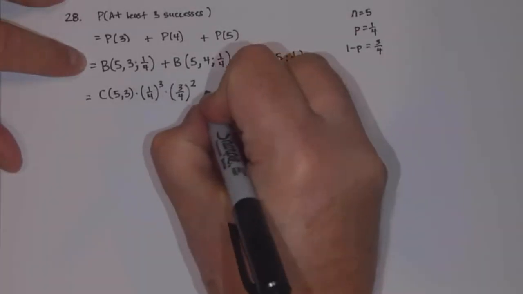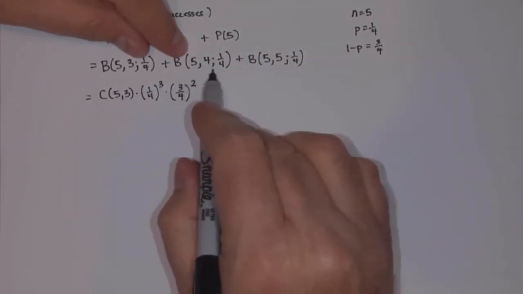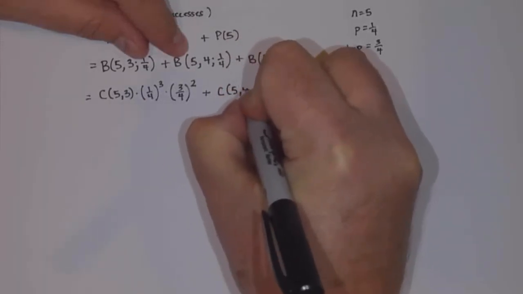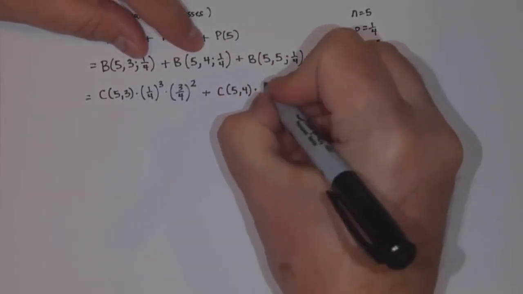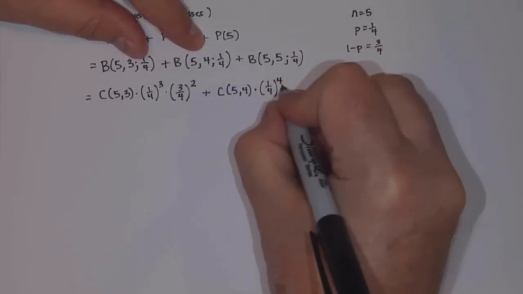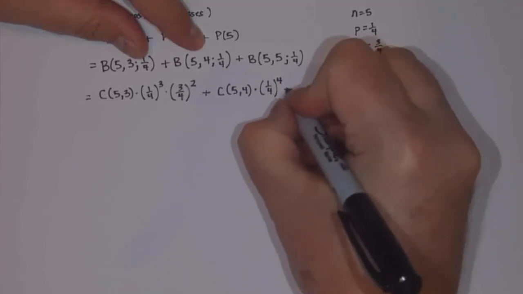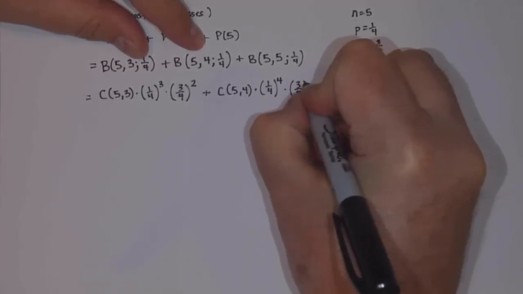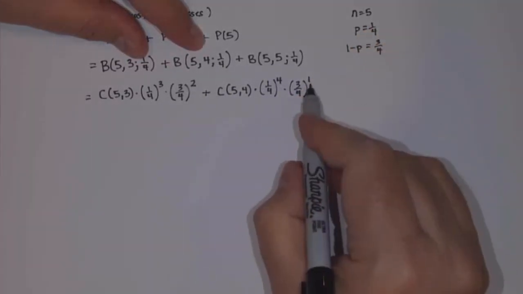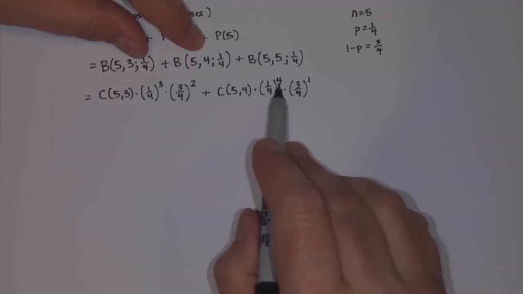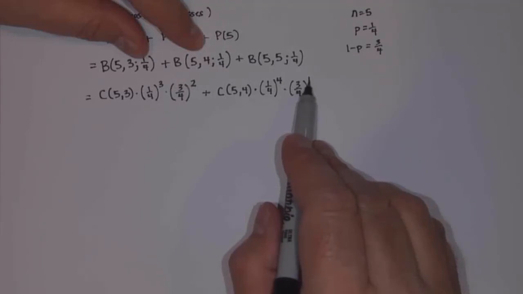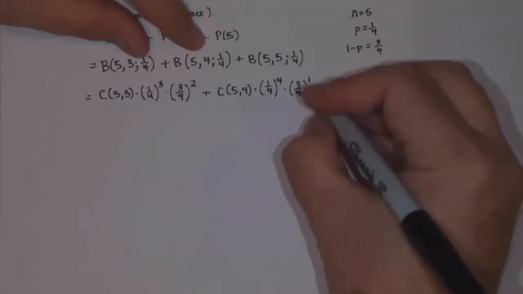Okay? Now, what's the probability of guessing 4 questions correct? Well, that's going to be the combination of 5 choose 4 times 1/4, the probability of success, raised to the 4th power, the number of successes power, times the probability of failure, 3/4, raised to the number of failures power. So that's going to be 1. Now if we have 4 successes, there's going to be 1 failure. Okay, so that's coming from 5 minus 4 right there.